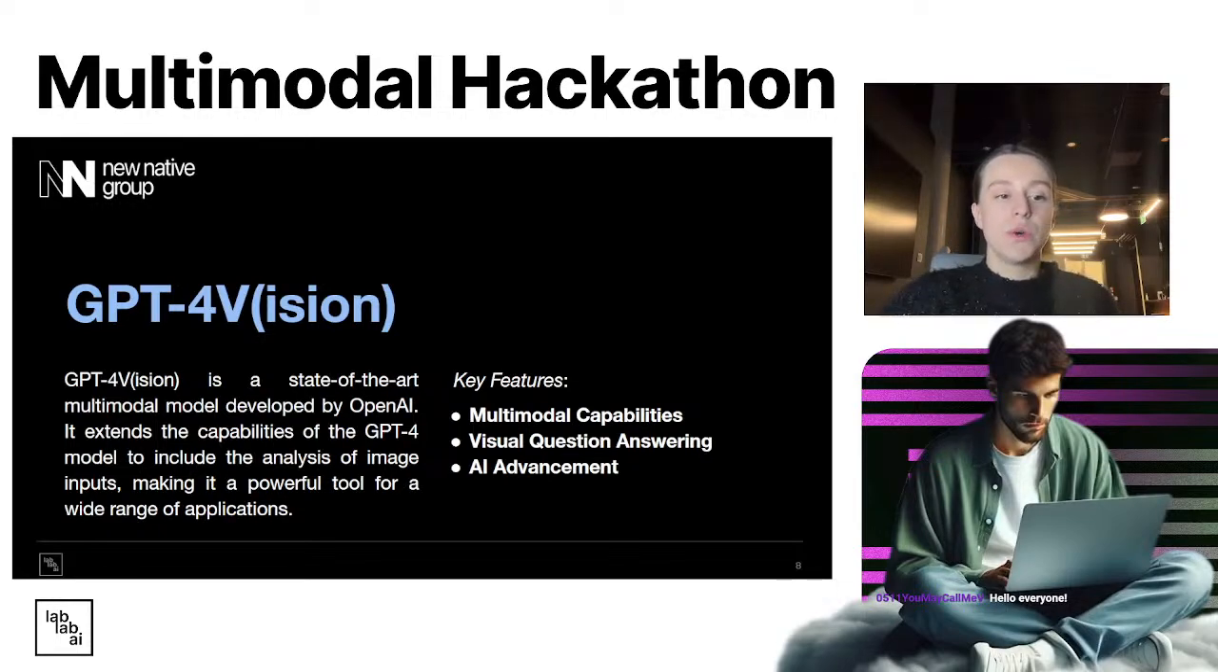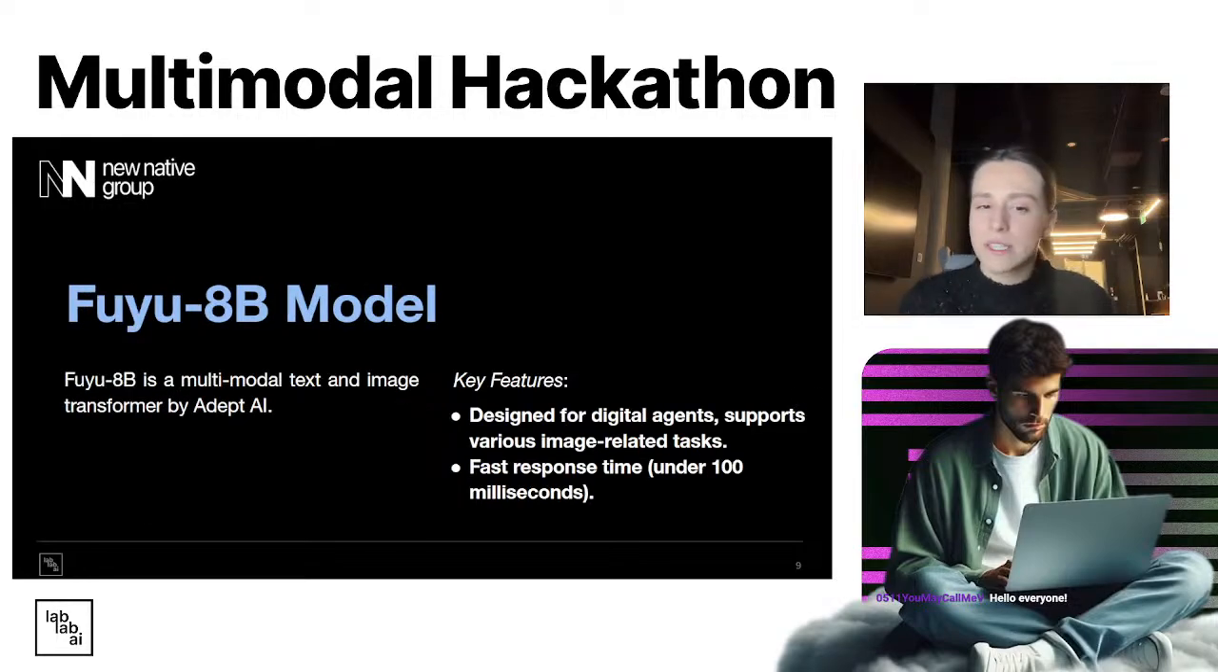Then we go to, it's really hard for me to pronounce. I will not even try. I don't want to misspell it. The model allows you to transform text into images, and it's released by Adapted AI. It's not that popular, but it's very powerful.